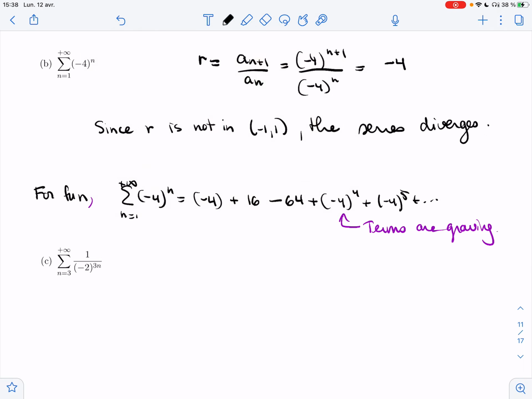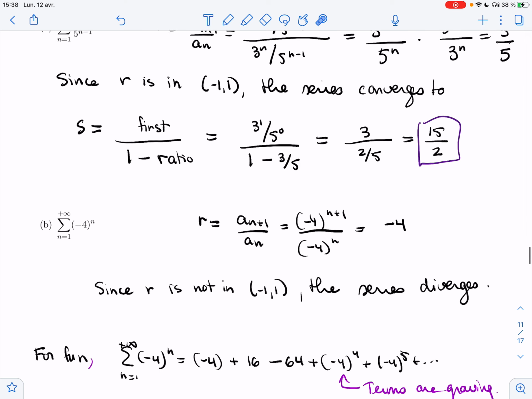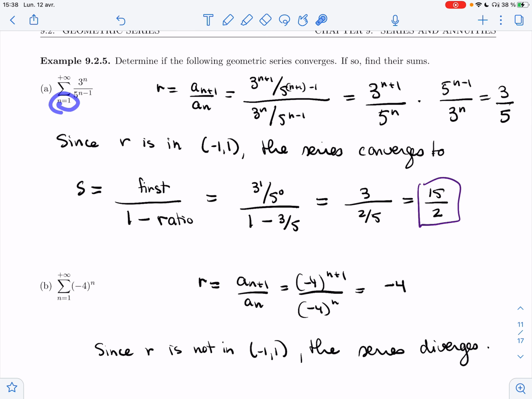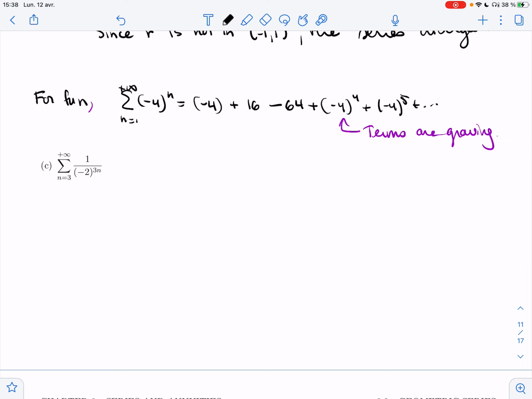All right, let's do the final one. I think the reason I put that here is because we have n equals 3, just to show you that it doesn't need to have n equals 1 to work, whatever n is we use for our first term. All right, so let's find the ratio. It's a_(n+1) over a_n. So it's 1 over minus 2 to the 3n plus 1. Don't forget to put parentheses if you have something being multiplied like this. Otherwise, you will not get the right answer.